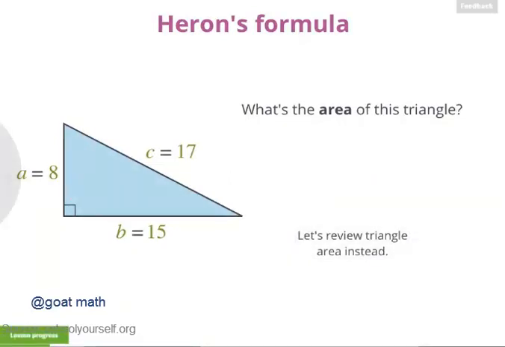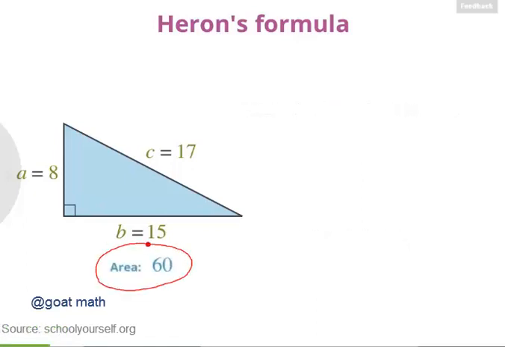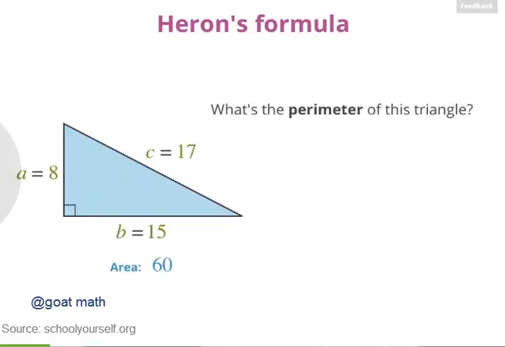Right, the area is 1/2 base times height, so it's 60. Now Heron's formula is another way to find the area of a triangle, using a triangle's side lengths and perimeter. So first, what's the perimeter of this triangle?